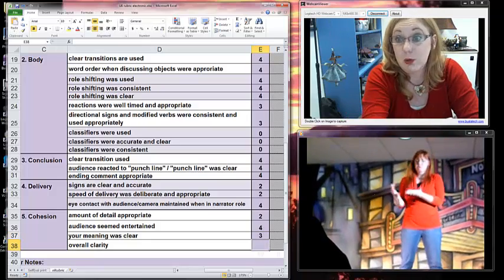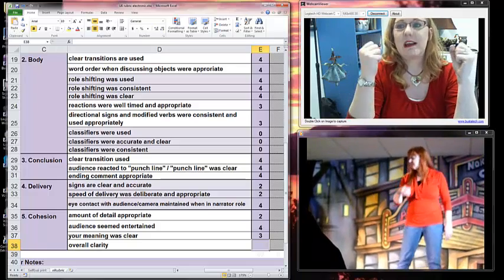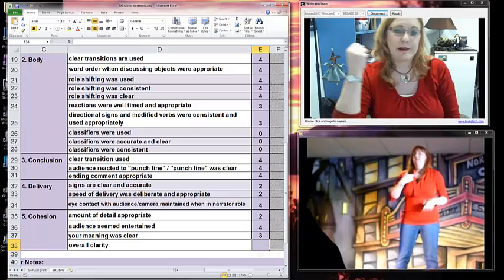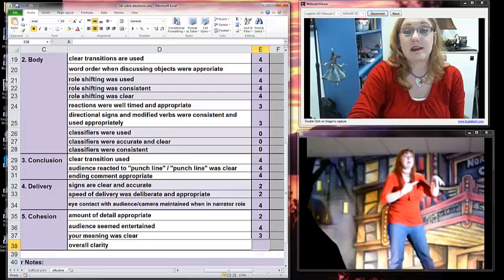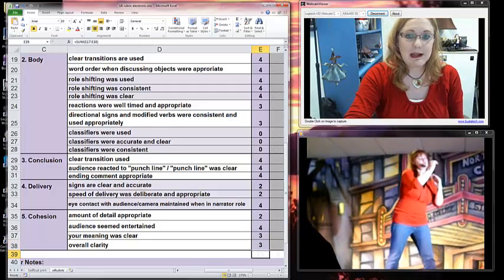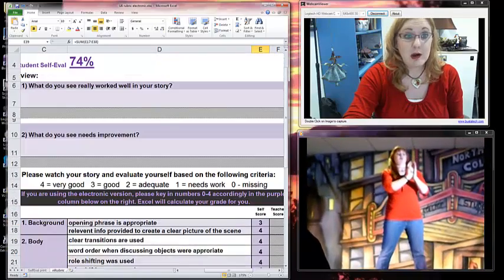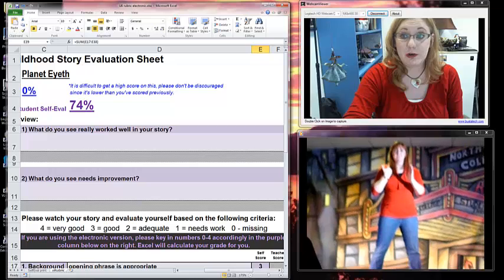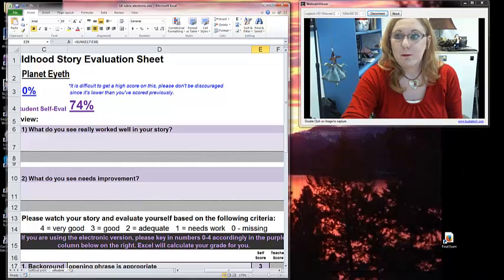Overall, how clear was the story? So the clarity of the signs, the clarity of the intent, the clarity of the climax of the story, how clear was it? Okay, so I put in my numbers here. If you do it in this way, it calculates automatically for you right here. Okay, so I'm going to close this now and show you.